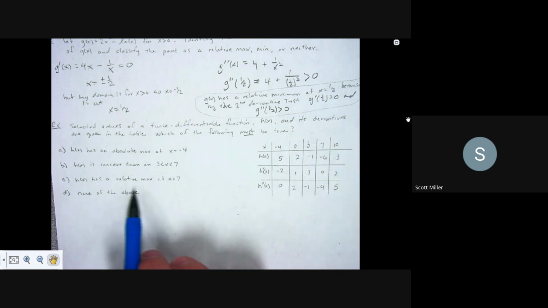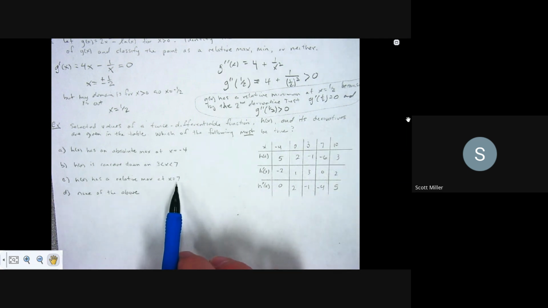h has a relative maximum at 7. Is this a relative maximum at 7? Well, for that to occur, h prime at 7 must be 0. Yes. And h double prime at 7 must be negative. Yes. So there's our answer.